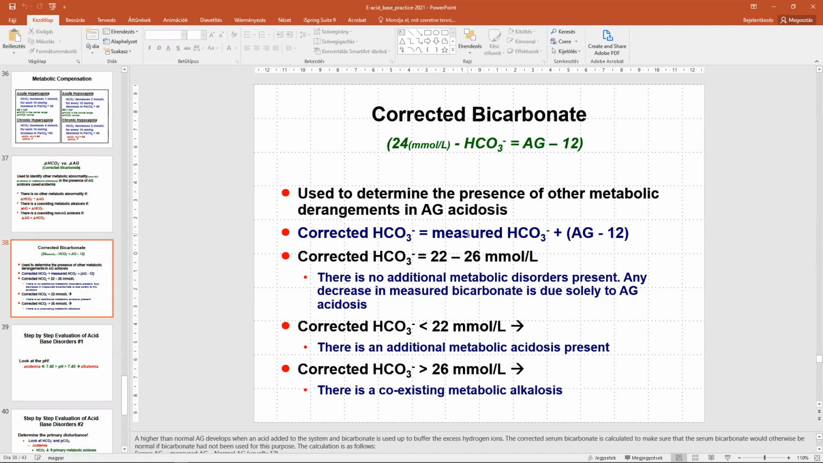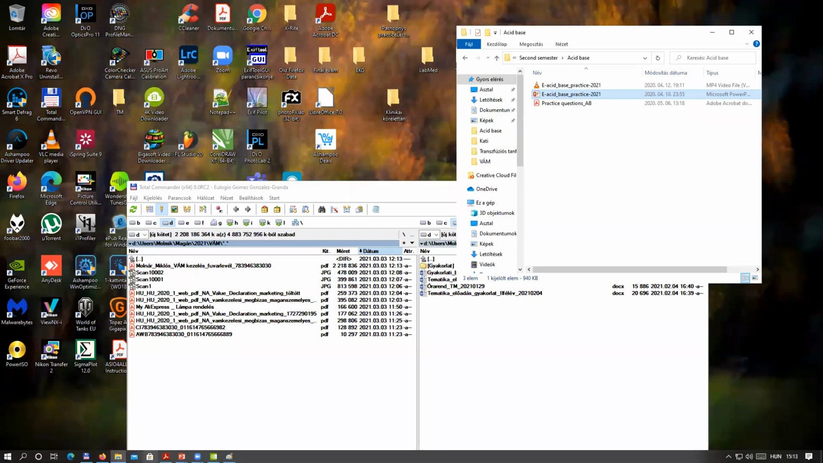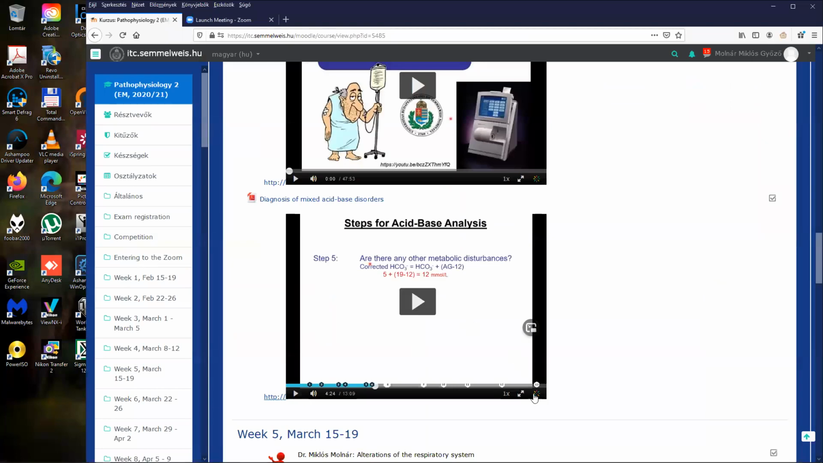However, if the measured bicarbonate decreased relatively more than the anion gap increased, we have a non-anion gap acidosis. And if the sum of the measured bicarbonate and the delta anion gap is more than 26, we have a metabolic alkalosis at the same time. Okay. Now, if we go back to these movies.